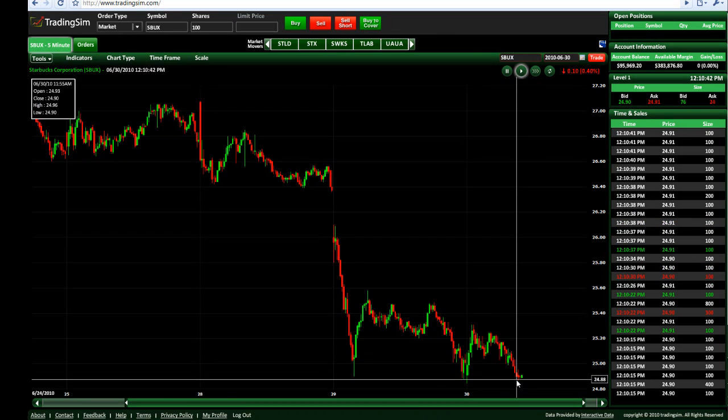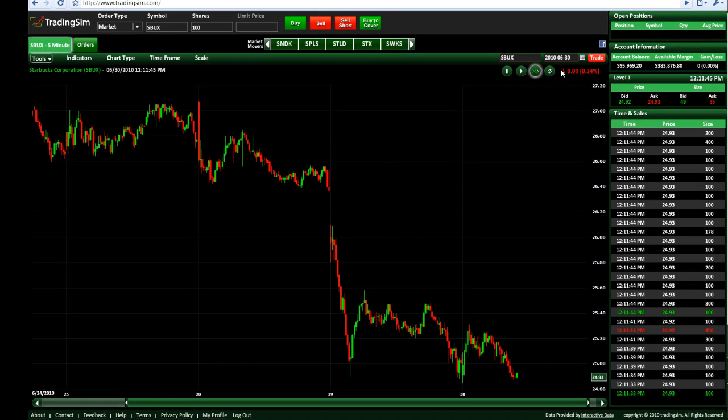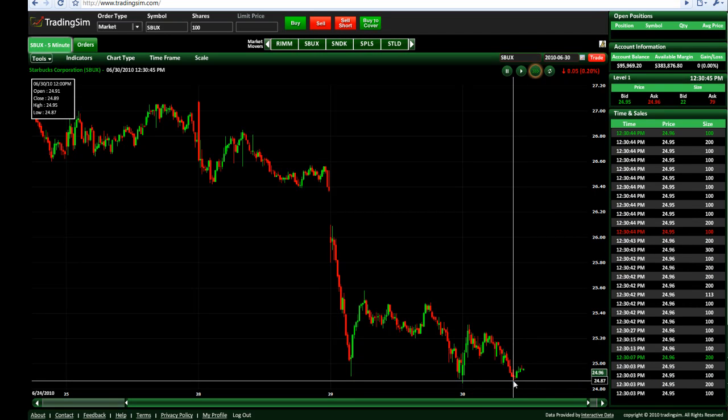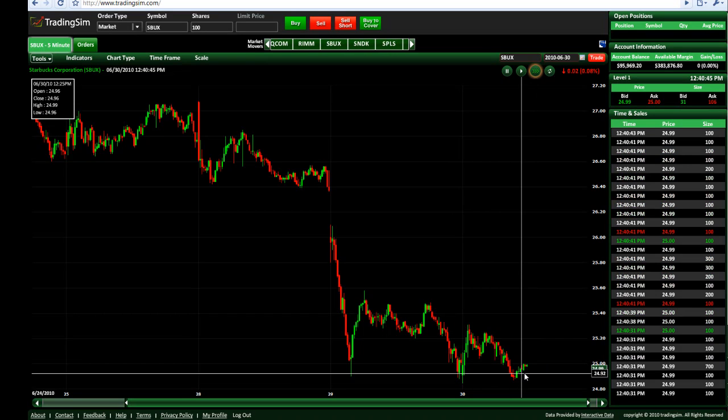Now here's where it gets tricky, right? You see this next low coming in. Let's forward this a bit. This is where sometimes I think traders get a little confused. So let's help out here a little bit. As you can see, the stock, Starbucks to be exact, on June 30th, looked like it put in another low here, right? And the stock's kind of reacting off of that low.